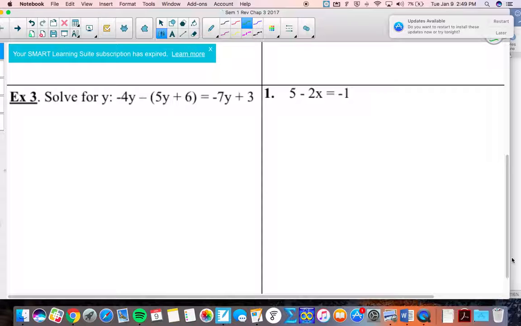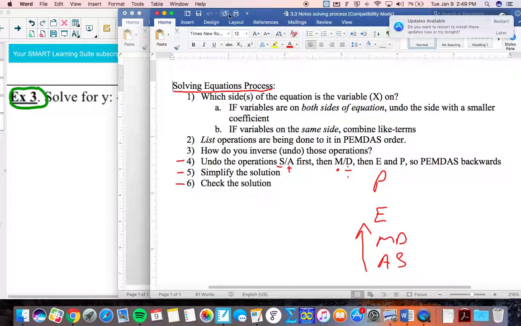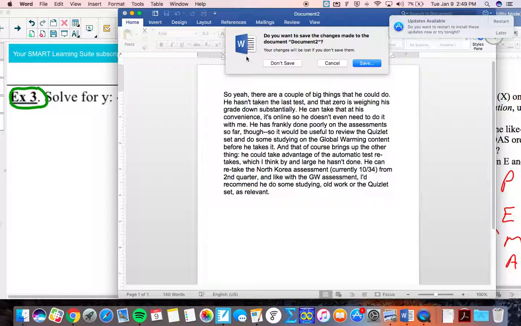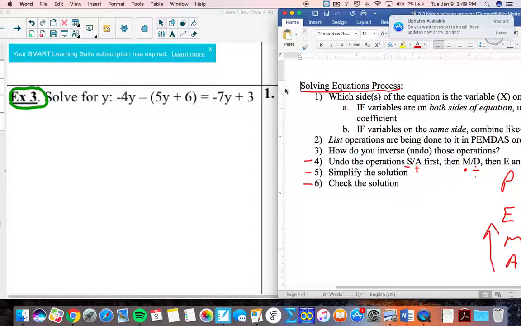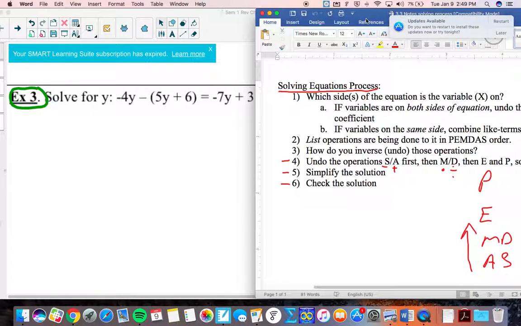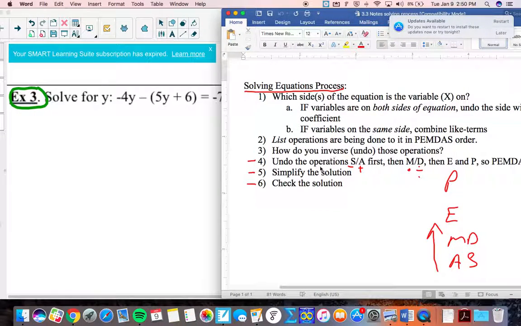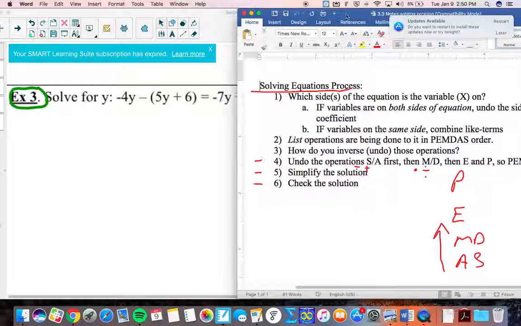Holy cow, these get a little tougher. Example 3 is as large of an equation as you're going to see here. So let's go to our whole process. We'll need that here. So, which side of the equation is the variable on? It's on both sides. If a variable is on both sides, undo the side with a smaller coefficient. If variables are on the same side, combine like terms.